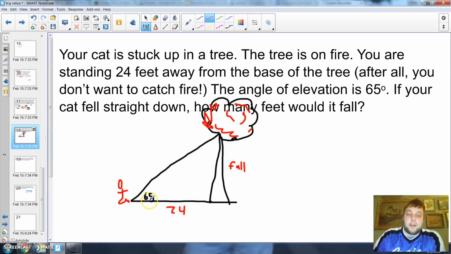But we want to know how big is the fall going to be for my cat? How big is the fall? Alright, so what do I know? This is my opposite. This is my hypotenuse. This is my adjacent. Okay. So I know my adjacent. I want to know the fall, which is O.